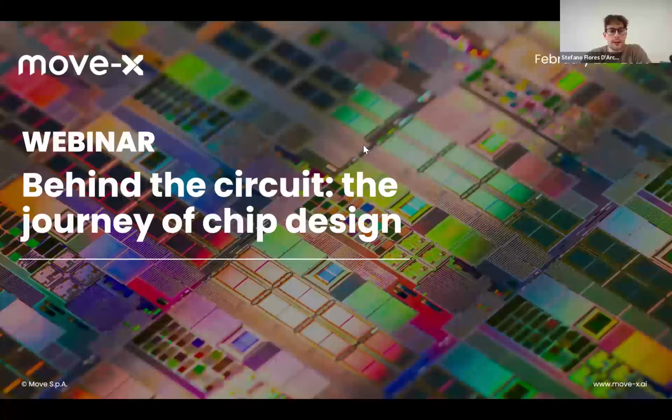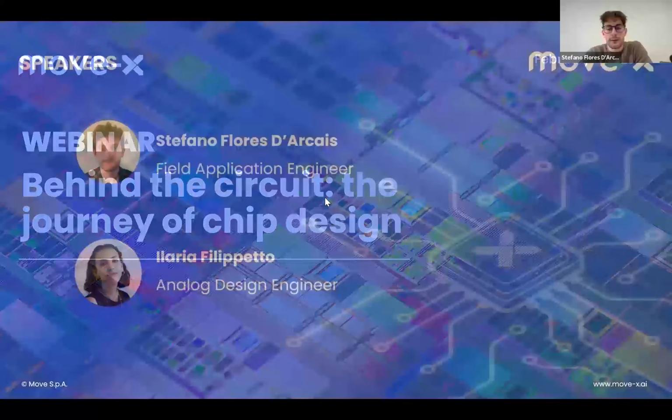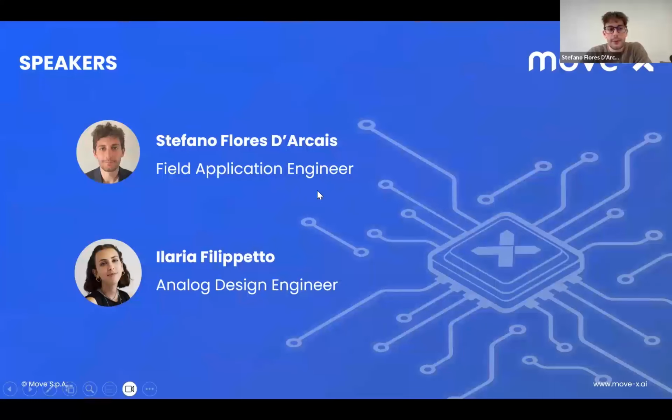Today we will talk about the journey behind the development of a chip. I'm Stefano, in charge of the field application engineering team at MoveX, and today I'm here with Ilaria. Thank you, Ilaria, for being here. She is one of our first and most talented engineers in MoveX, and she will tell us everything about the development, the process behind the chip design.